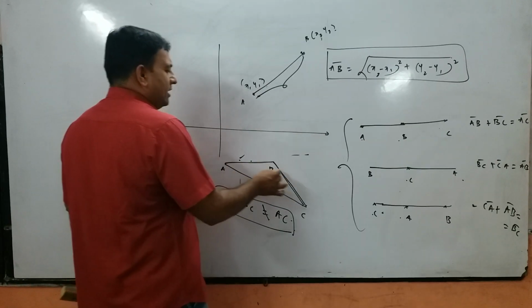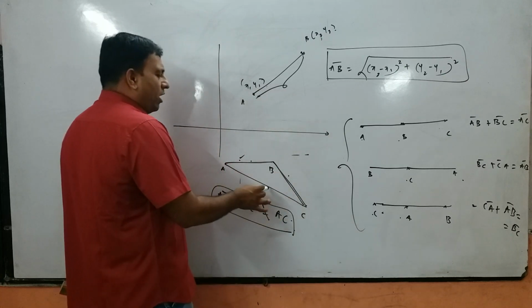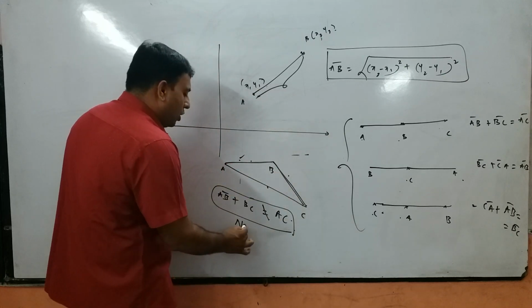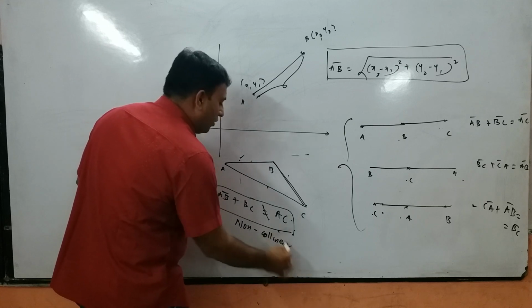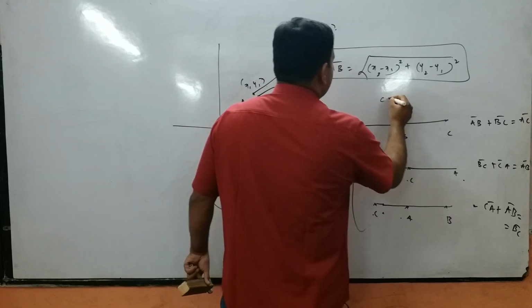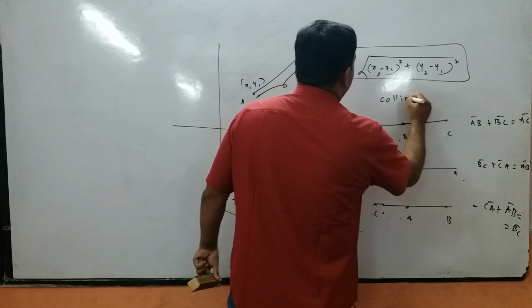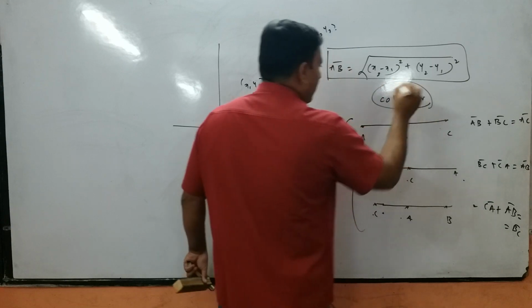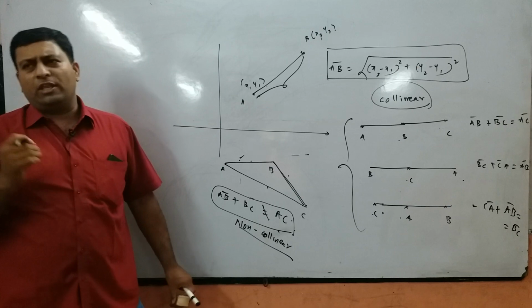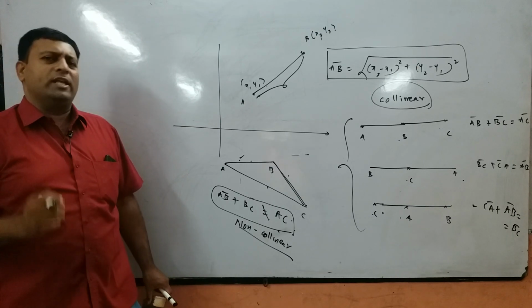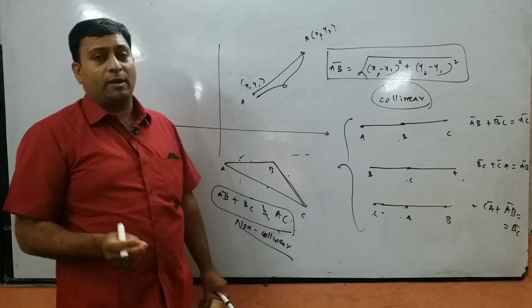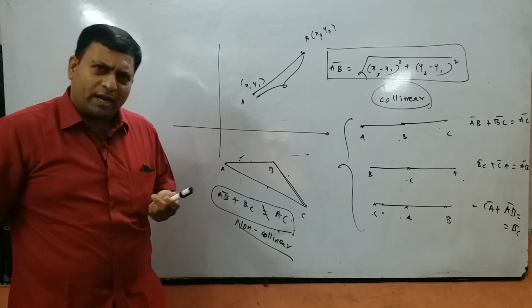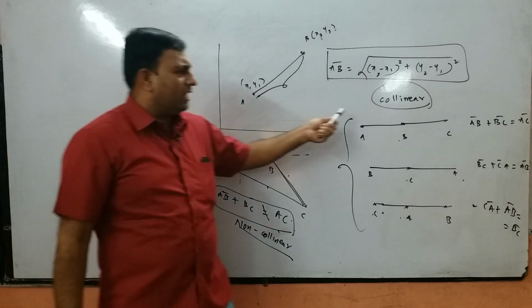Whereas here, this distance plus this distance is not equal to this distance. Hence they are non-collinear. Whereas in this case, this is called collinear. Now what do you understand by collinear? Whenever 3 points are lying on a same straight line, you declare 3 points as collinear points. So understood, children? Is this concept of collinearity clear to you?